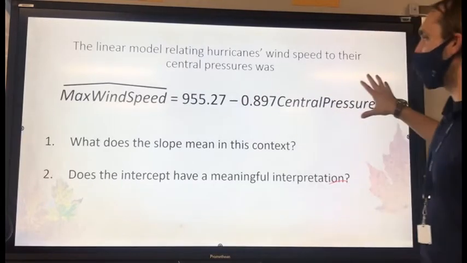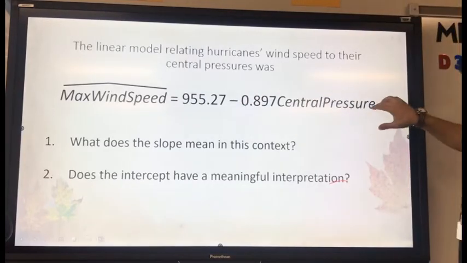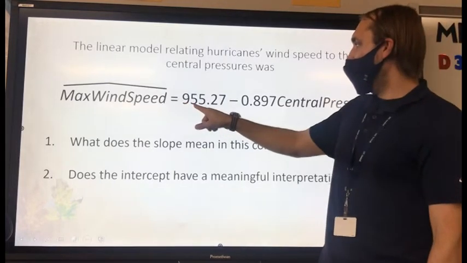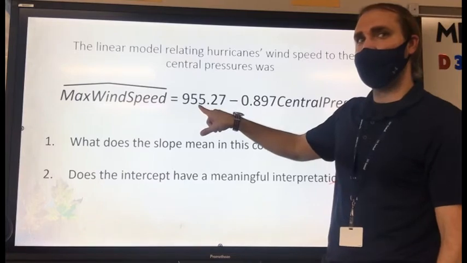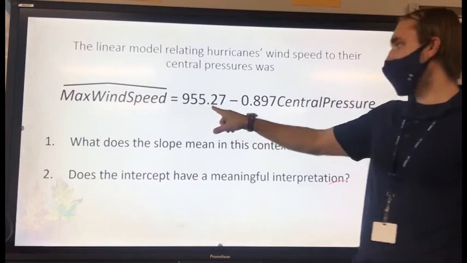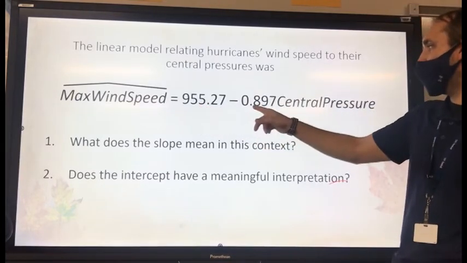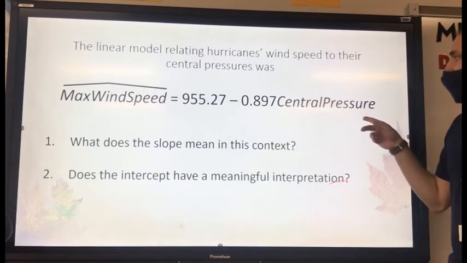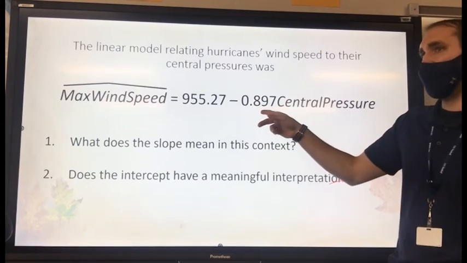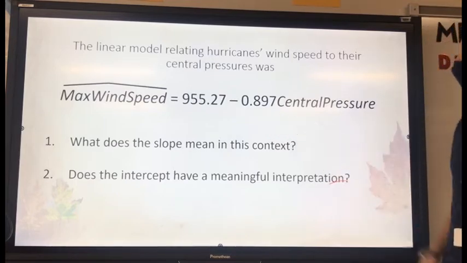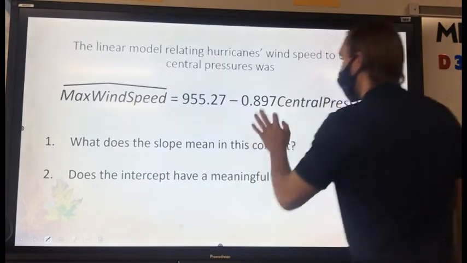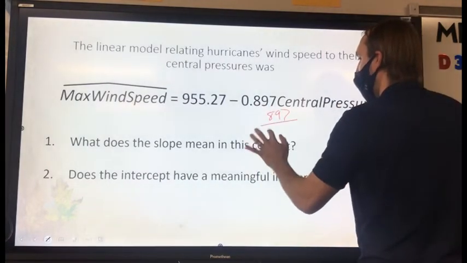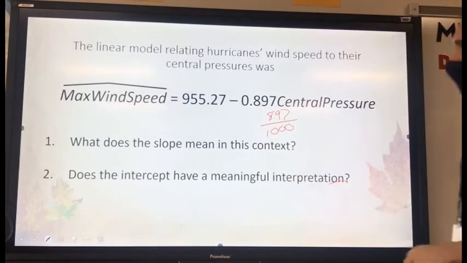So here's another way you could have written a regression equation. Wind speed equals 955.27. This is my what? This is my intercept. Minus 0.897 central pressure. And this 0.897 is my slope. What does this slope mean? 897 over 1,000. What does that tell you?